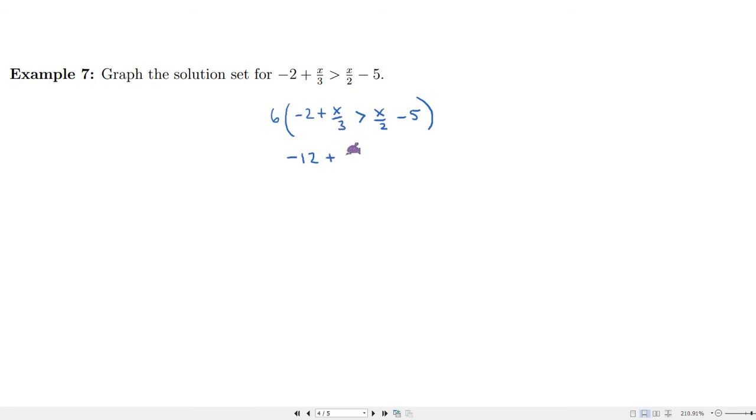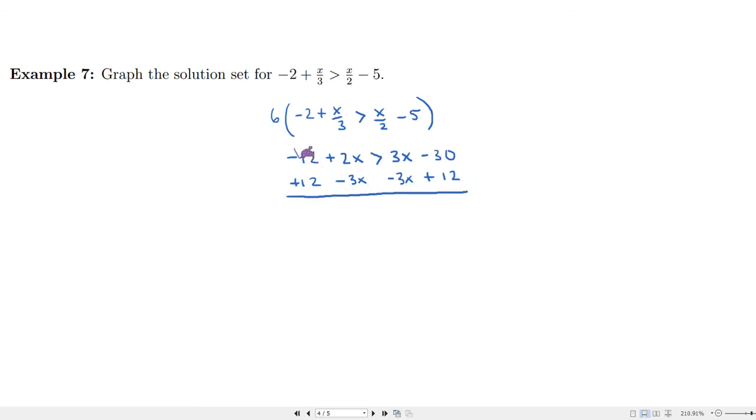So 6 divided by 3, we're left with 2x. And 6 divided by 2 is 3, so we'll have 3x. And 6 times minus 5 will have minus 30. So we can bring the 12 over to this side. And we could subtract the 3x to the other side just to isolate.